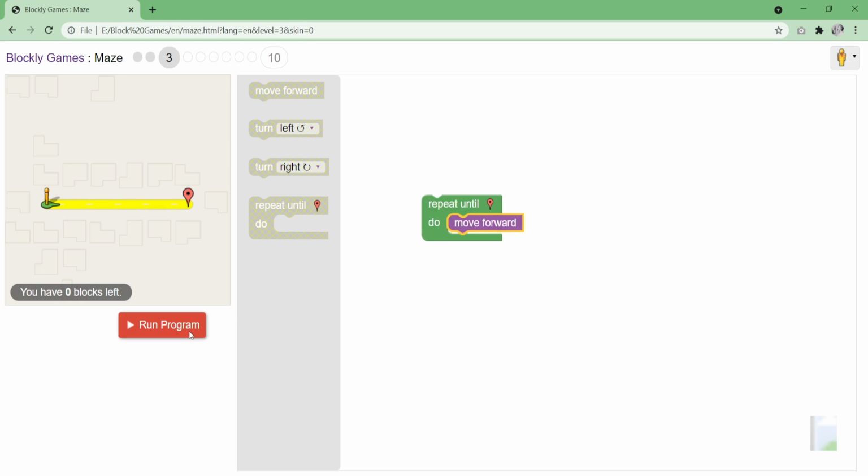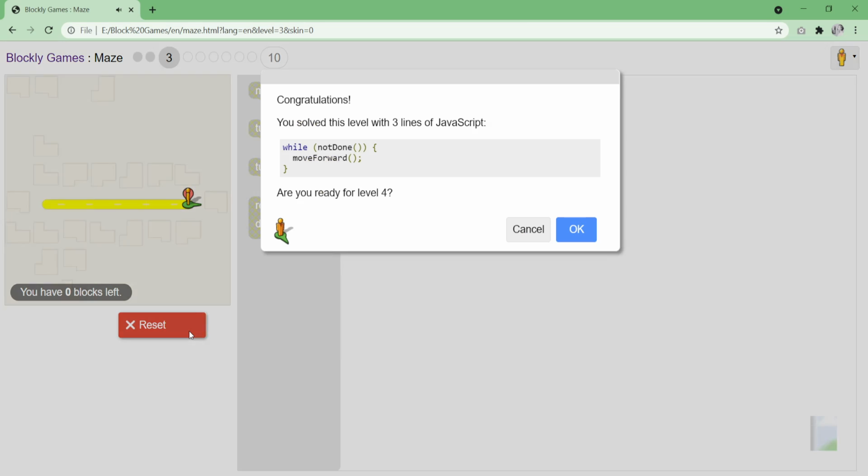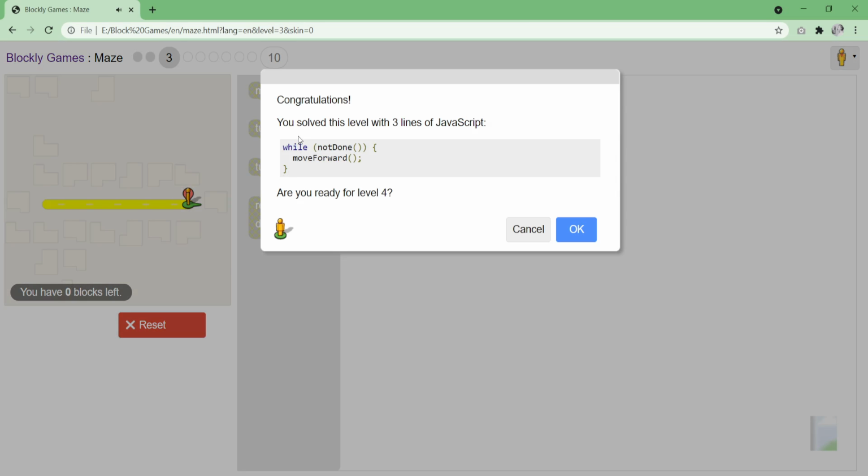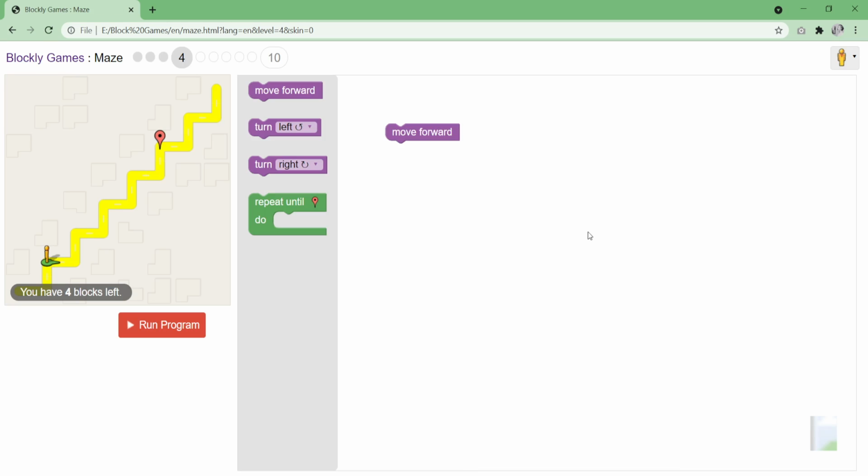So let's run. Solve this level 3 with 3 lines: while not done, move forward. So I think you can do the rest.